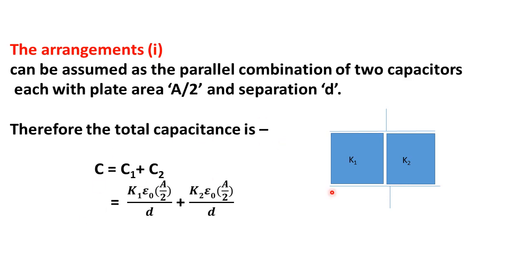So this is parallel combination. So C is equal to C1 plus C2. Values are put in. We get C is equal to epsilon naught A times K1 plus K2 by twice D. This is relation showing equivalent capacitance of two capacitors.